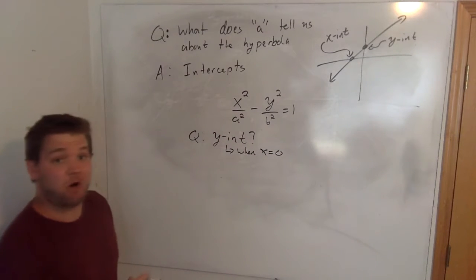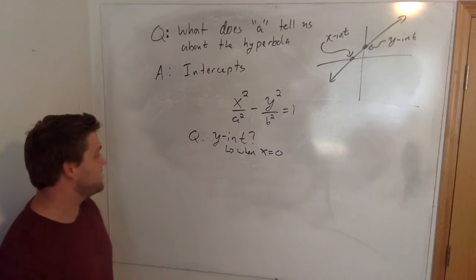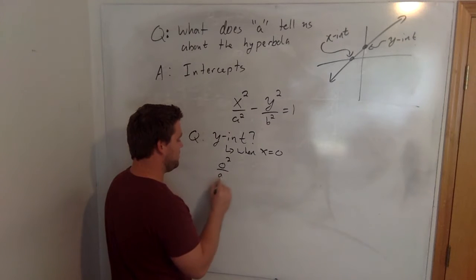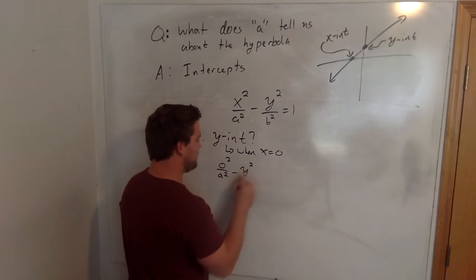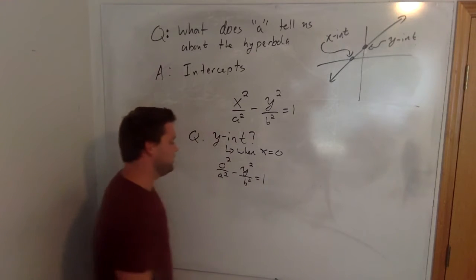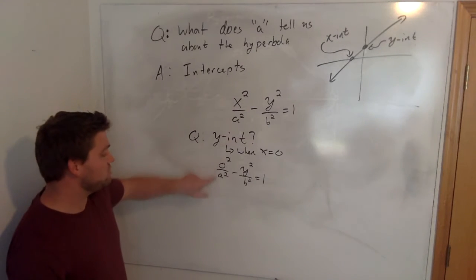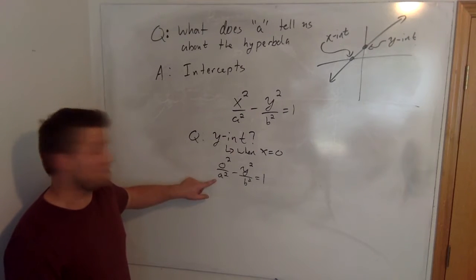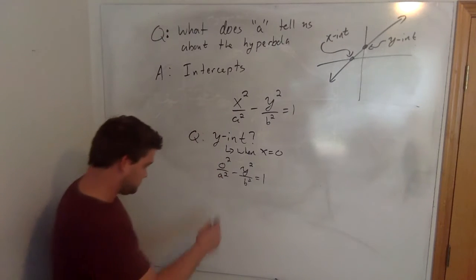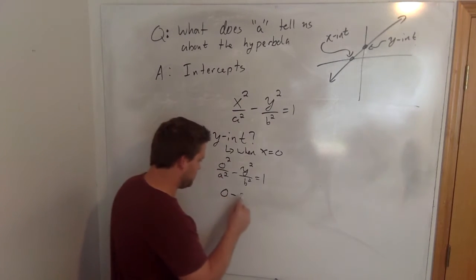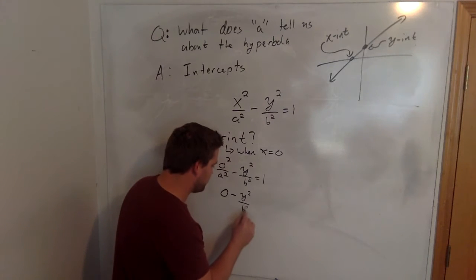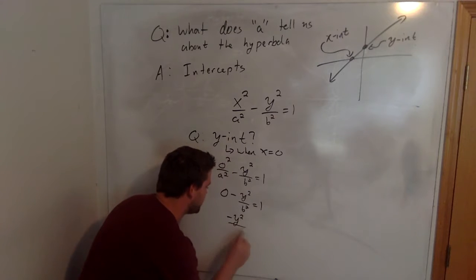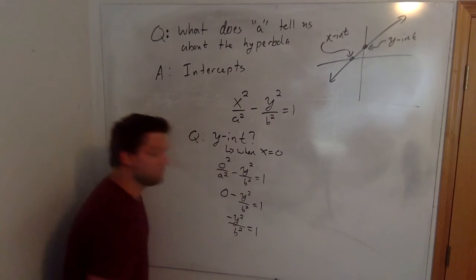So let's try to solve for a y-intercept, if this even has y-intercepts. Plugging in x equals 0, we get 0 squared over a squared minus y squared over b squared equal to 1. Here we have 0 in the numerator and a non-zero number in the denominator, so this piece will just be 0. So we have 0 minus y squared over b squared equal to 1, or just negative y squared over b squared equal to 1.